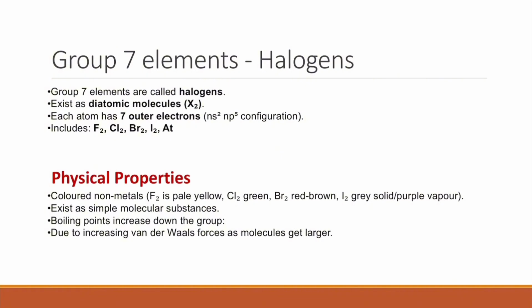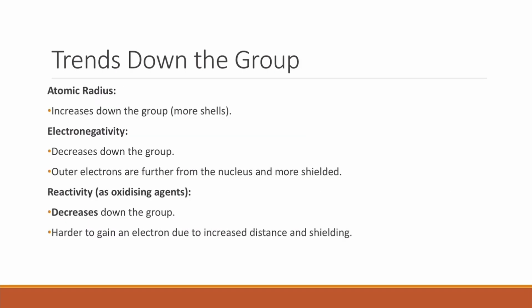The boiling point of these will increase down the group. This is because the size of the molecules or the size of the atom becomes bigger, and then that means the van der Waals forces of attraction between the molecules will increase and would need more energy. So the boiling and melting point increases down the group.